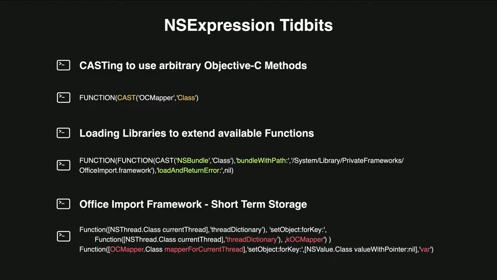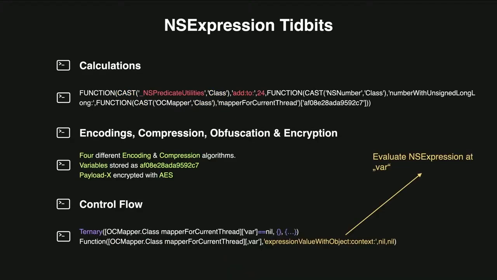They're using NSPredicate utilities for a couple of calculations, and they used 4 different encoding and compression algorithms, and the variables were always stored with those very, very weird names, which is also a great obfuscation. Yeah, and some part was encrypted. They're using ternaries as a control flow structure, and those sub-expressions were essentially used to create recursive function calls to also have some kind of loops.